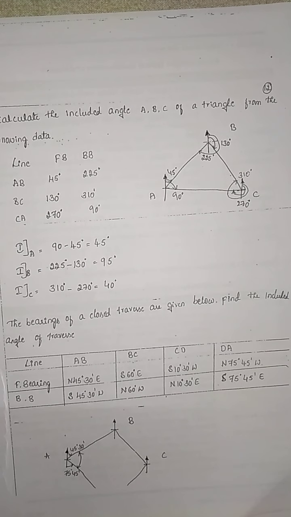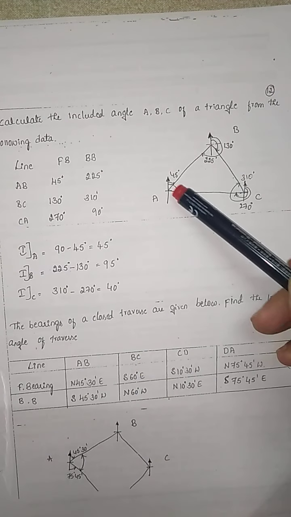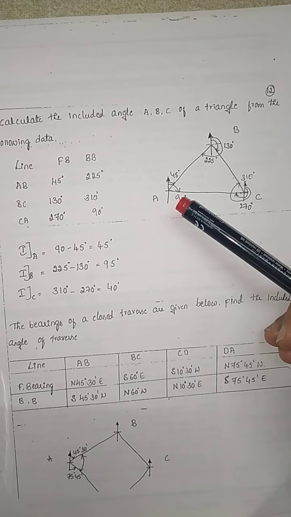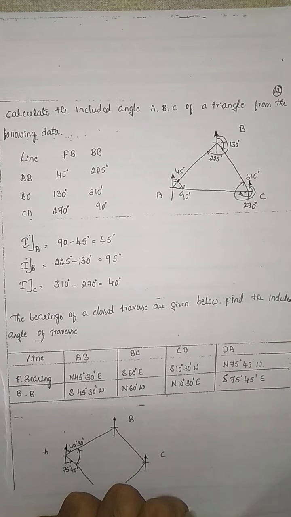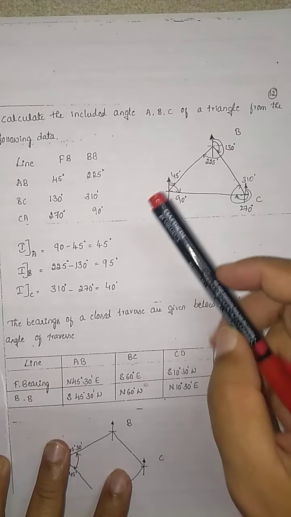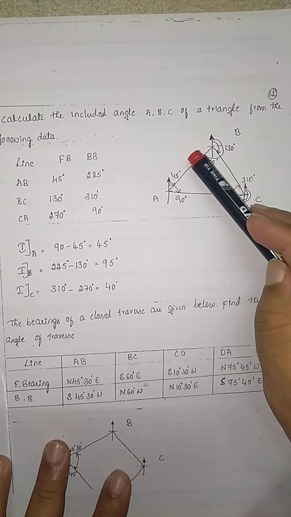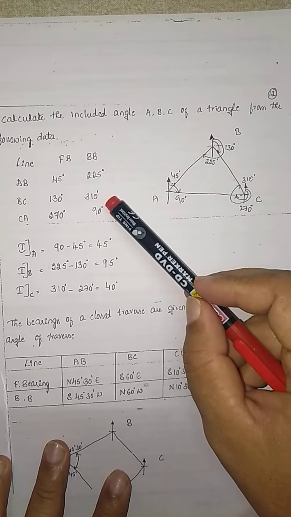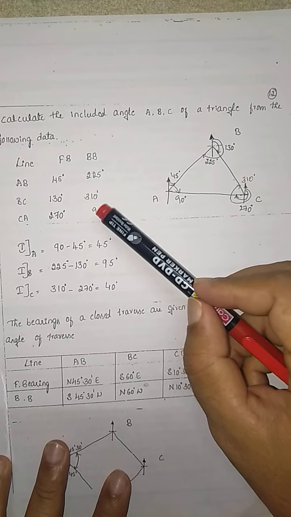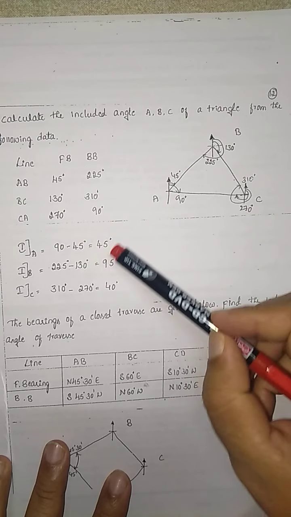Again, in order to find out the included angle at A, what formula are you going to use? You are going to use the formula: back bearing of the line CA minus fore bearing of the line AB. So what is the back bearing of the line CA? It is 90 degrees. And what is the fore bearing of the line AB? It is minus 45. So the included angle is 45.